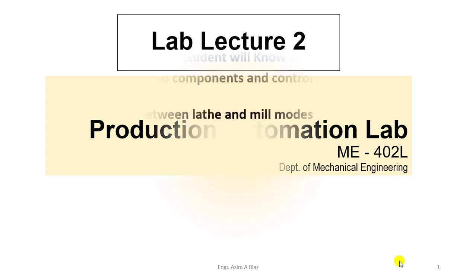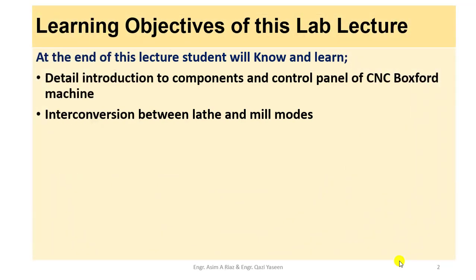In this lecture we will discuss the machine tool, that is the Boxford machine, which is 2-in-1. In the previous class we discussed that it can be used in the lathe mode as well as in the mill mode. So we will discuss the basic components and their functions. Also we will discuss the control panel, which consists of multiple buttons or keys used to control those components. We will also discuss how to convert lathe into mill mode or mill into lathe mode.